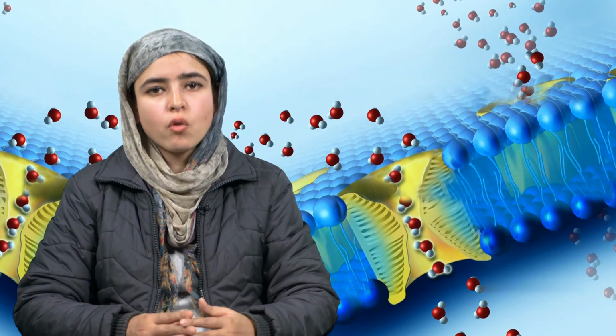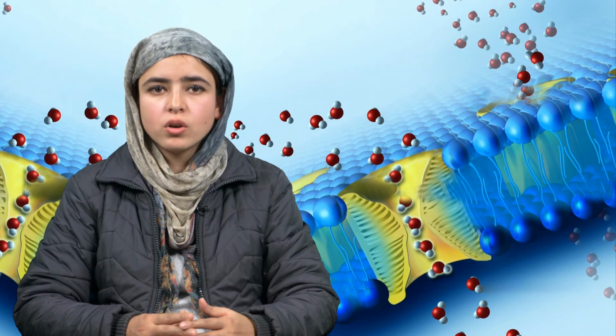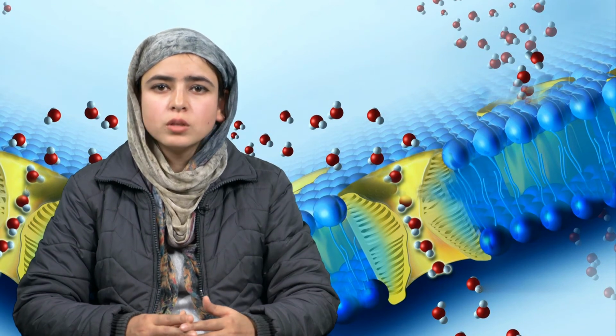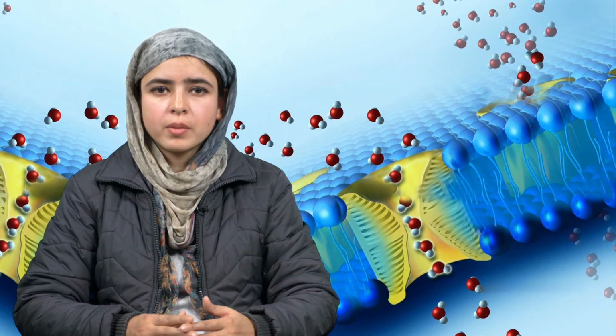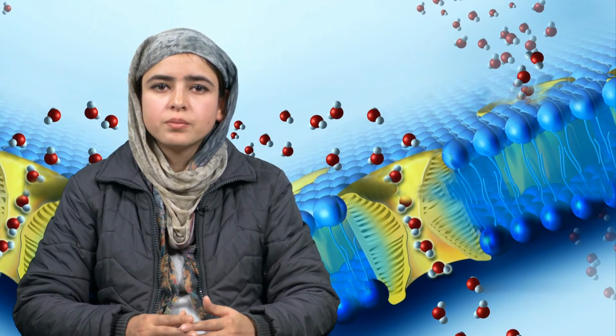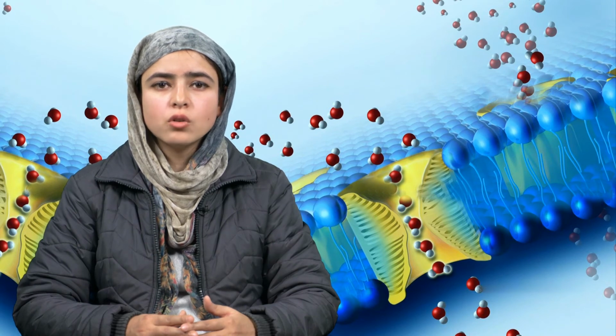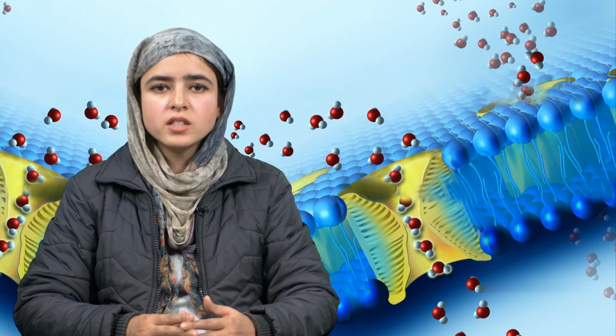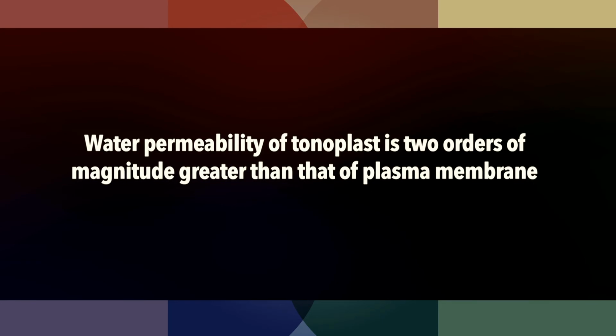Thus, the presence of aquaporins provides a low resistance pathway for the movement of water across a membrane. Furthermore, since aquaporins are gated, this provides greater control for the movement of water intracellularly as well as intercellularly. For example, the water permeability of the chloroplast is 2 orders of magnitude greater than that of the plasma membrane.